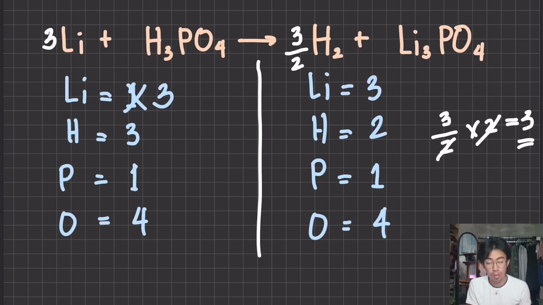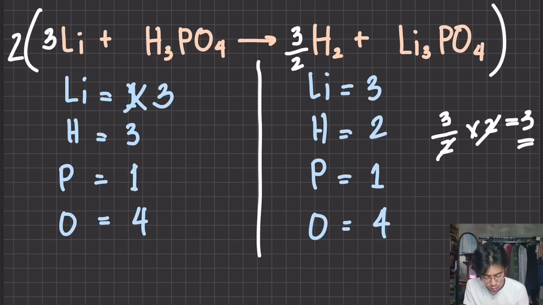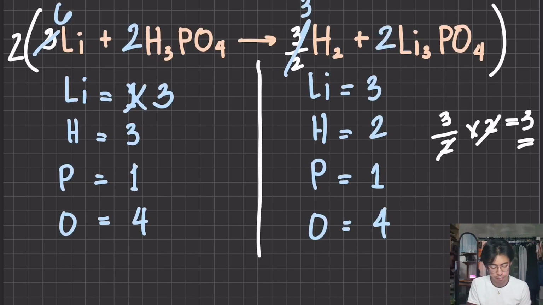In this case, the whole equation is already balanced, but we want to avoid fractions as coefficients. Therefore, to make all the coefficients whole numbers, we will multiply all the components of this chemical equation by the denominator of the fraction, which is equal to 2. Therefore, we will multiply the whole equation by 2. By doing so, we'll have 6, 2, 3, and 2.